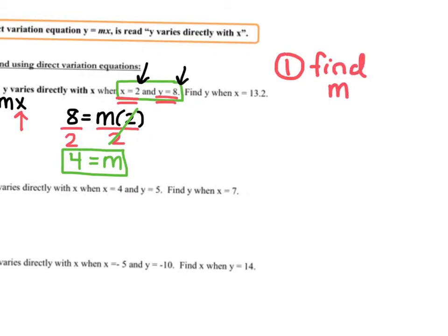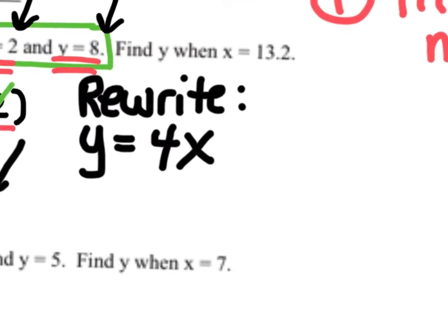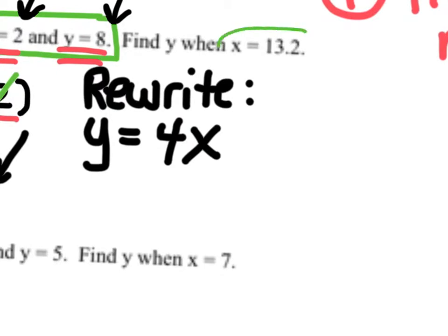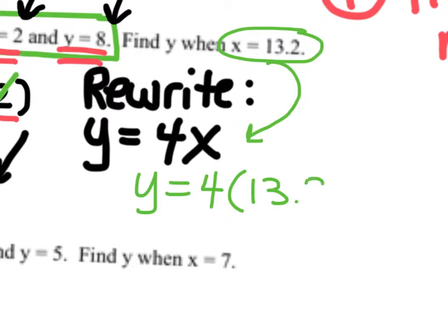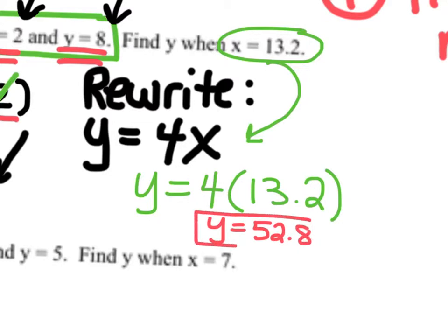Now once I found m, I can rewrite my equation. And I can use m. So my equation is y equals 4 times x. Now before I said 13, and I'm just realizing that x is 13.2. So now the last thing is just to take x and plug it into my new equation. So I'm going to find y when x is 13.2. So we got to do 4 times 13.2, which is 52.8. So now I have found y when x is 13.2.